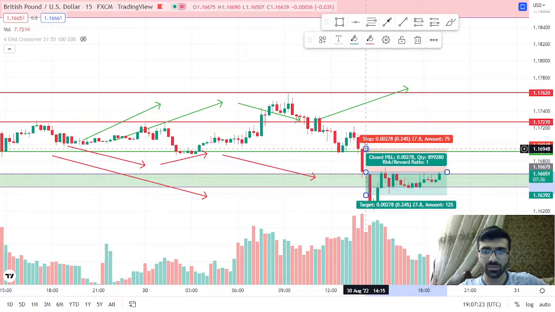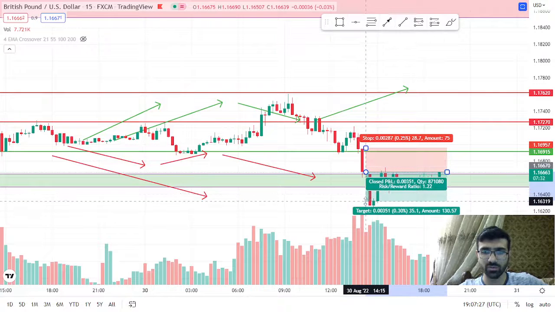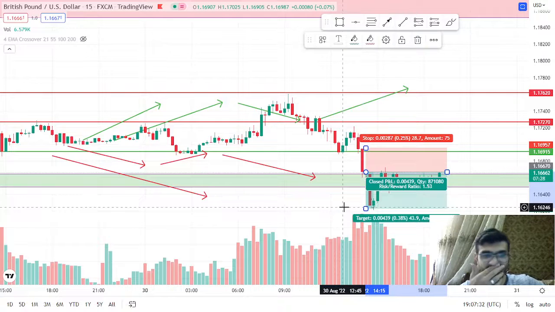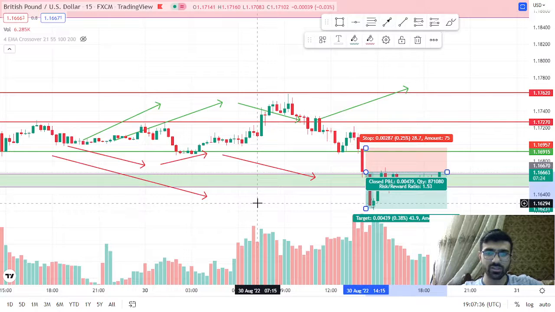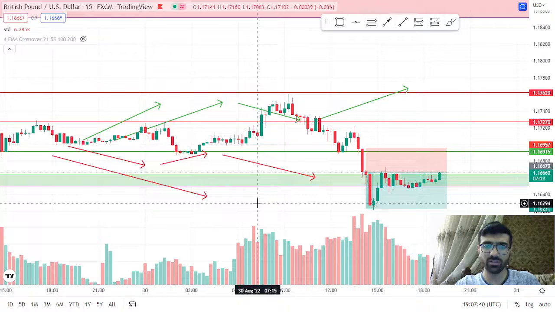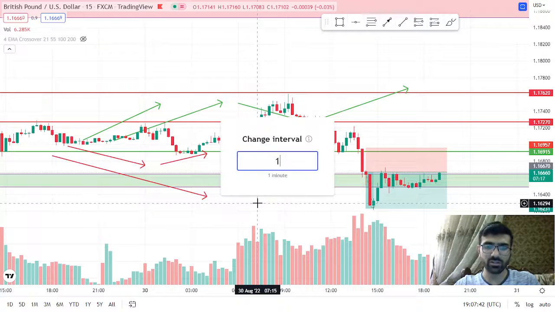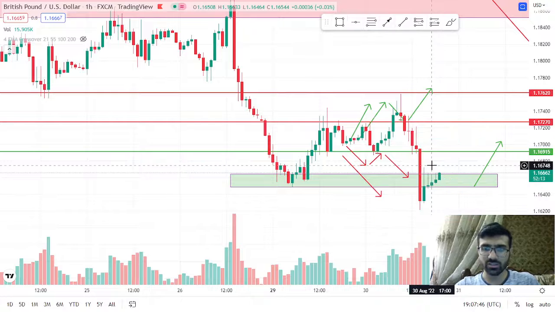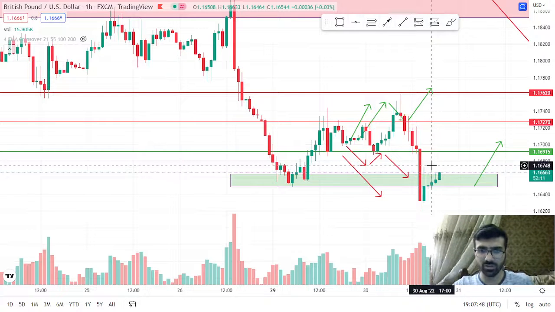Okay, so our stop loss would be approximately over here, and our take profit would be approximately here. So this is a 1.5% profit, which is also a very good profit if we just had traded according to the setups that we had given yesterday.